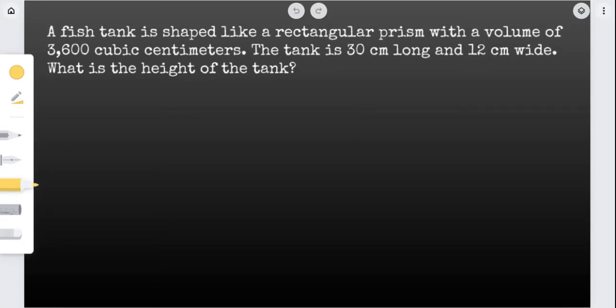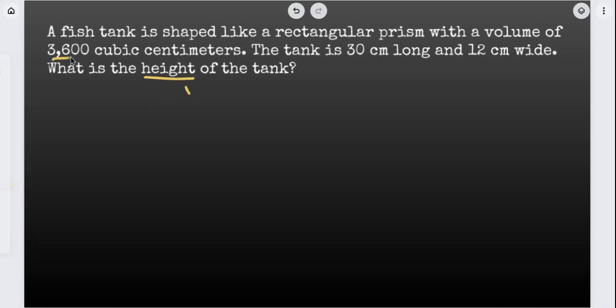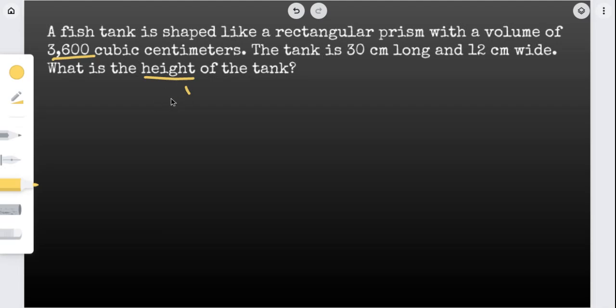It says a fish tank is shaped like a rectangular prism with a volume of 3,600 cubic centimeters. The tank is 30 centimeters long and 12 centimeters wide. What is the height of the tank? Well, I'm going to notice right here, it's not asking what the volume is. In fact, it already gives me the volume. It's asking what is the height.